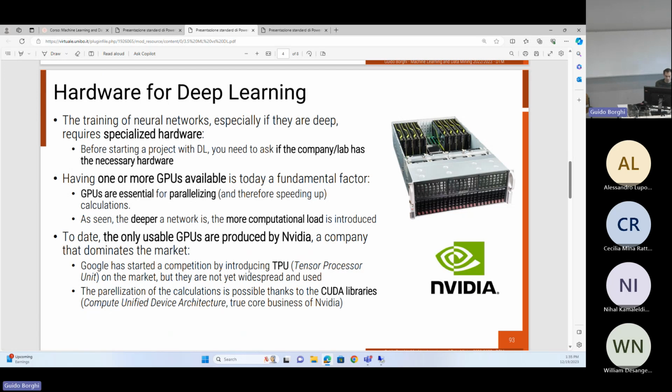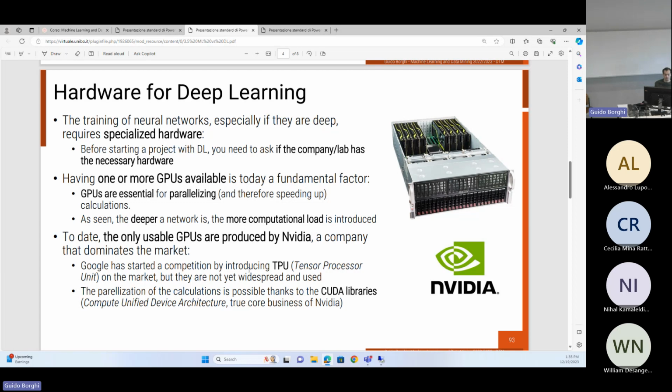Remember also that today the only usable GPUs for deep learning are produced by NVIDIA. So there is only a single company in the world that is able to produce the hardware that we can use for deep learning. We have a sort of competition introduced by Google thanks to the release of TPUs, the tensor processing units, on the market, but TPUs are not widespread and also not used a lot.